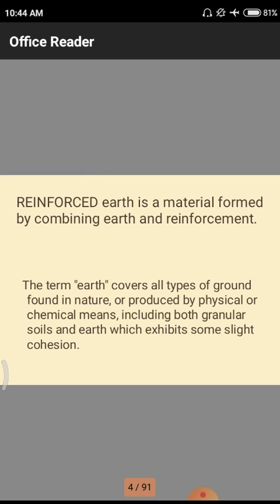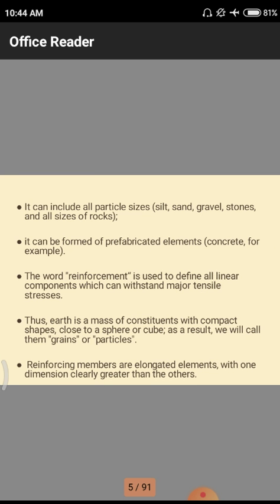The earth exhibits some slight cohesion. That means according to its particle size there may be some variation in the structure, so those structural properties we have to observe, and after that we need to go for different densification methods like reinforcing and dewatering techniques.